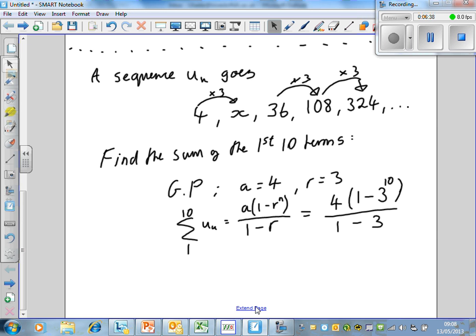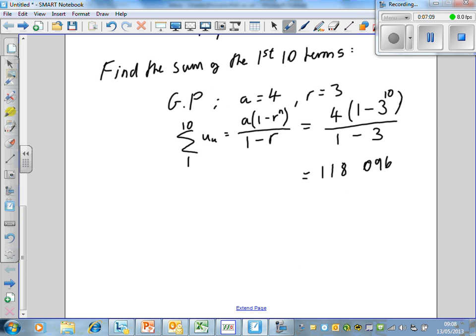This is going to be a massive number. So 4 multiplied by 1 minus 3 to the power of 10 divided by minus 2 is 118096. Okay, so that's a geometric problem.